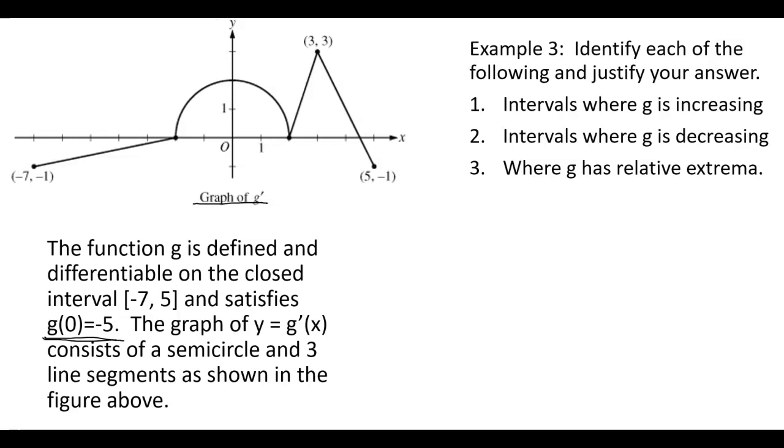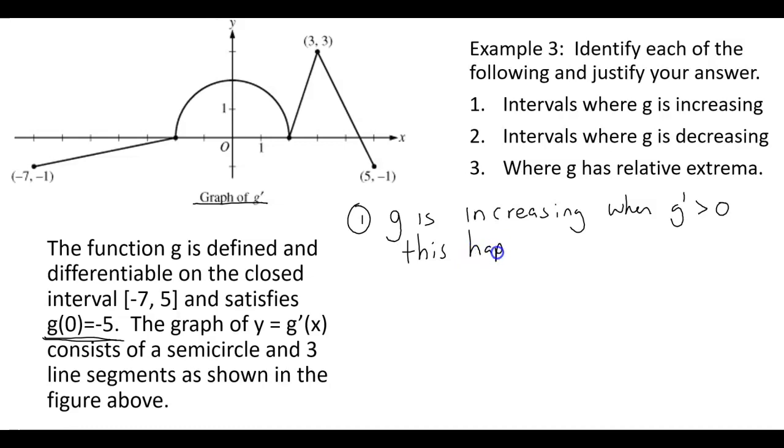Example 3: identify each of the following and justify your answer. I want to find out where G is increasing, where G is decreasing, and where G has a relative extrema. Okay, so G is increasing when G prime is greater than 0. And where does this happen? Well, it happens anytime the derivative is positive, and that's anytime the derivative graph is above the x-axis. So that would be here and here.